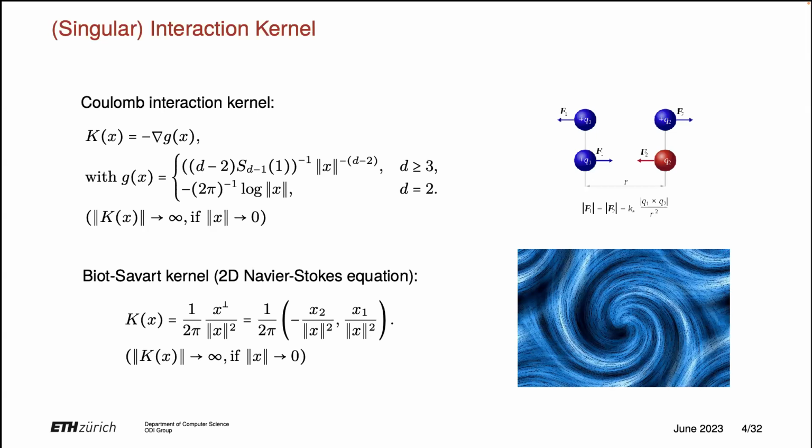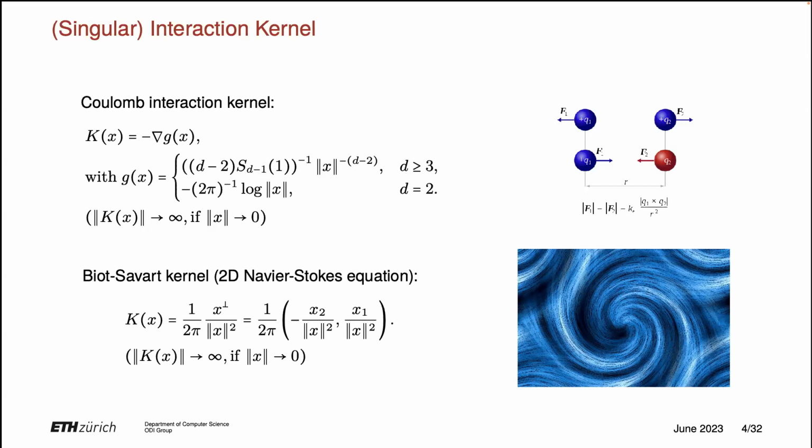We can also consider the attraction case, but it's more complicated, so we will discuss that in the future. We can see that K is singular in the sense that when x goes to 0, K blows up, it goes to infinity.